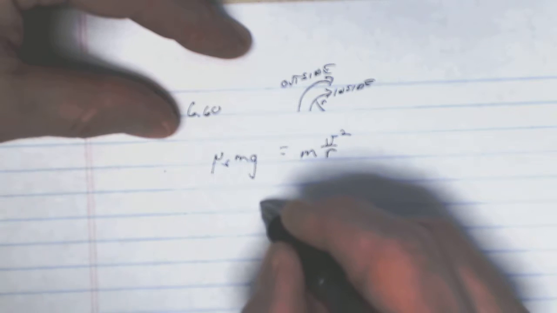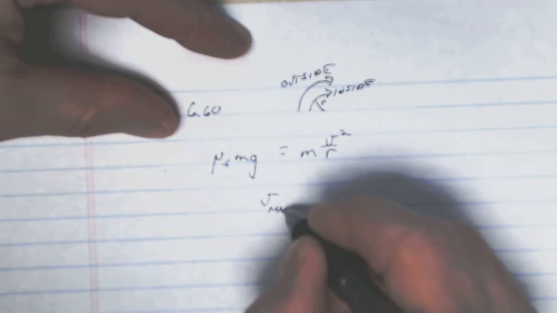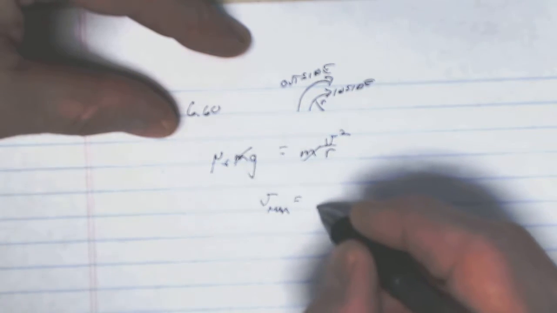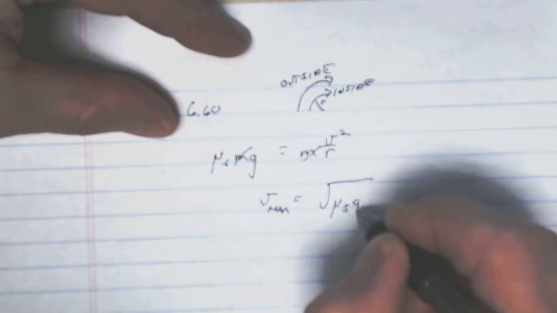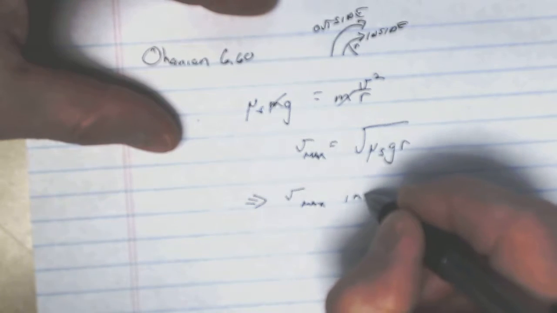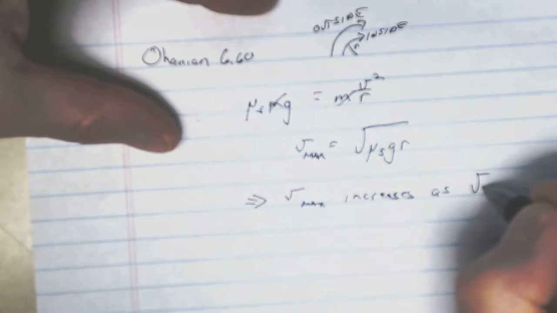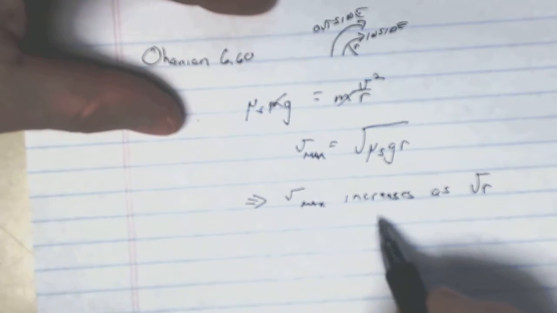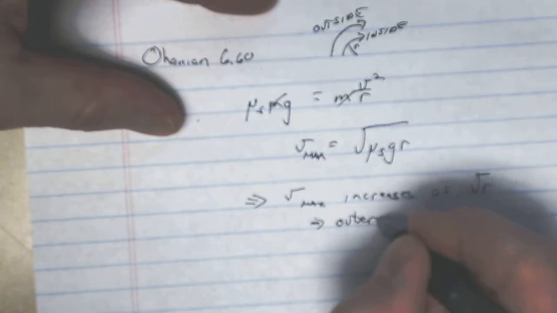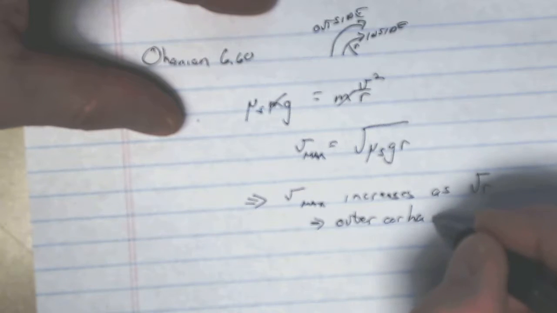So we can very simply write out that the maximum speed given by this formula, v max, equals the square root. Now the m's cancel. So it's just equal to the square root of mu_s g r. So we quickly find out that v max increases with radius, not linearly, but as a square root of r. So the bigger the radius, the faster you can make it around the curve, which implies the outer car has the higher speed.